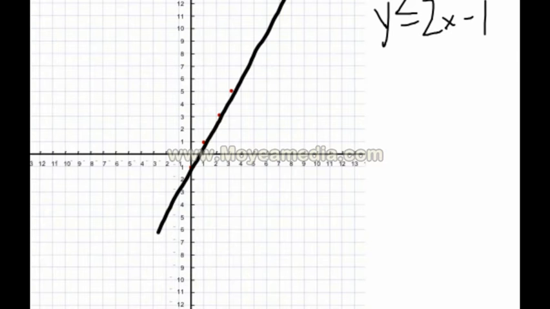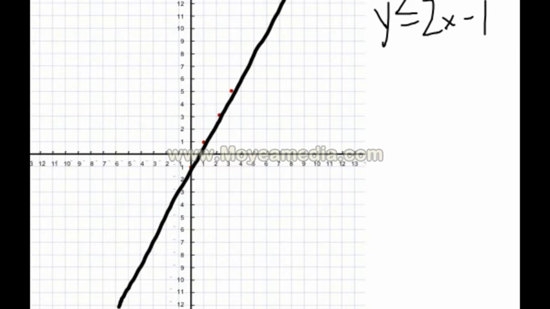What if I have y is less than or equal to 2x minus 1? Well, my y-intercept is going to be negative 1. And my slope is going to be 2, so that would be up 2 over 1, up 2 over 1, up 2 over 1, and I'm going to draw that line again. It includes the line, so it's going to look something along those lines.